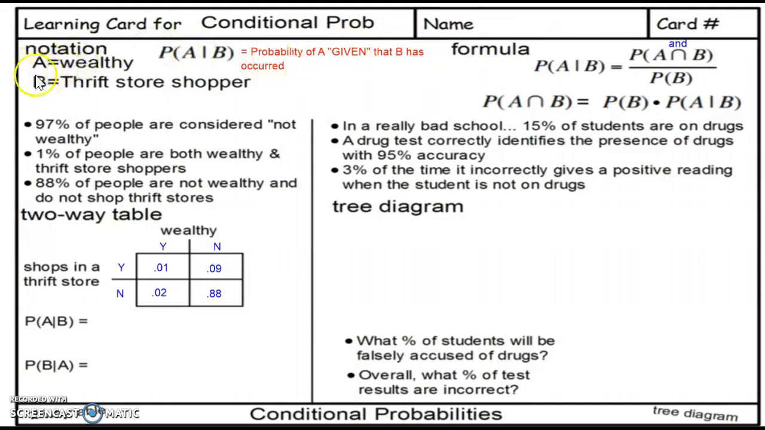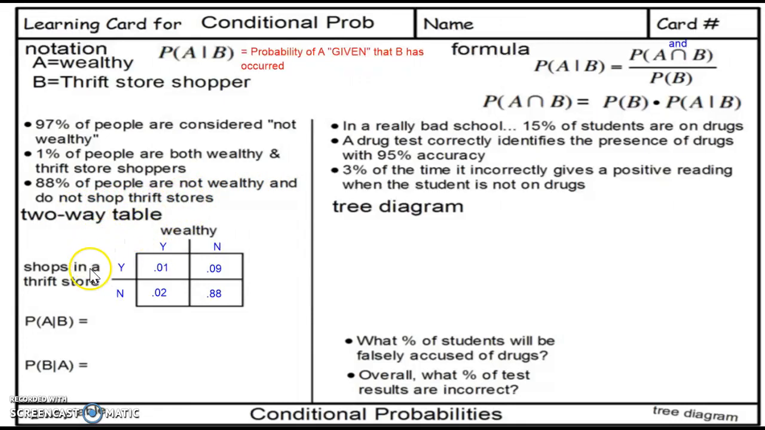So our two events are going to be A, somebody is wealthy, and B, they are a thrift store shopper. So this is the scenario that we have. 97% of people are considered not wealthy. 1% of people are both wealthy and thrift store shoppers. And 88% of people are not wealthy and do not shop at thrift stores.